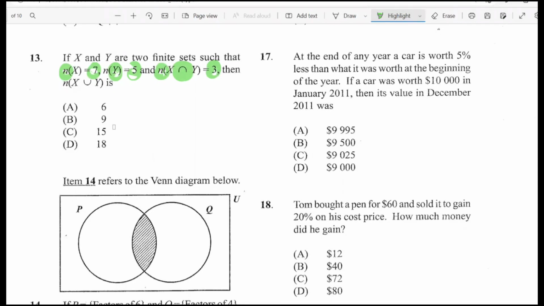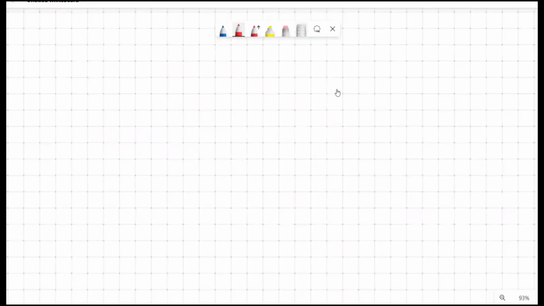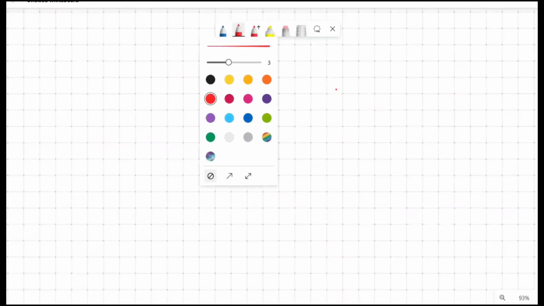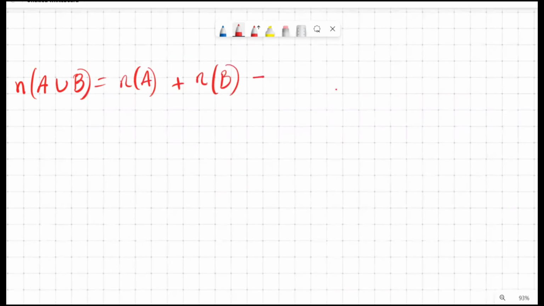There is a general formula for sets that we really want to quickly remind ourselves of. If we're dealing with sets A and B, the number of elements in A union B is equal to the number of elements in set A plus the number of elements in set B minus the number of elements in A intersect B.